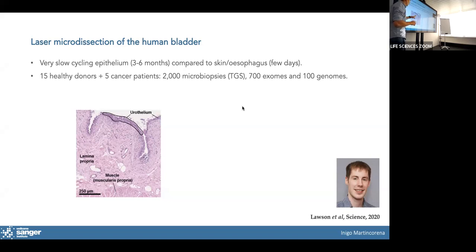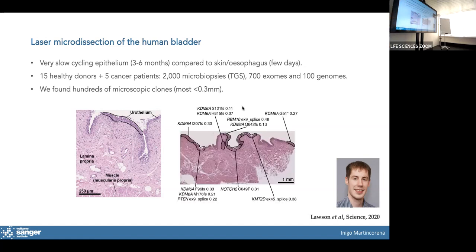And instead of doing the punch biopsy, which would have meant sequencing this much tissue, we're really interested mostly in mutations occurring in the epithelium, which is the cell of origin of bladder cancers. This is muscle, this is stroma, fibroblast, endothelium. Really we're interested in the mutations here. So what we did was use laser microdissection to isolate microscopic areas of urothelium and do whole genome sequencing.